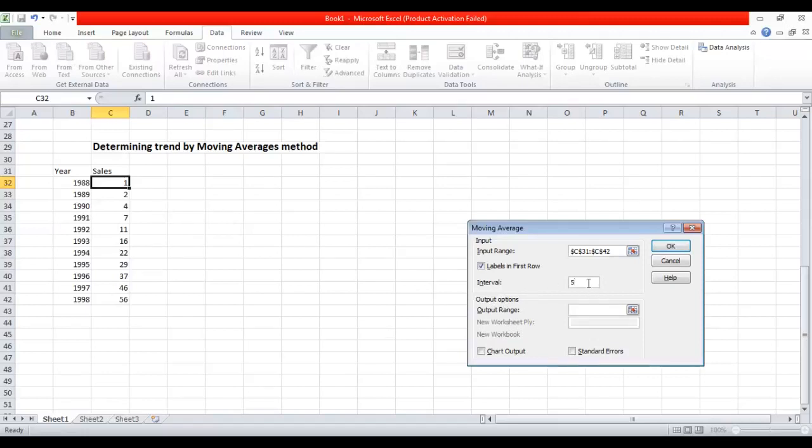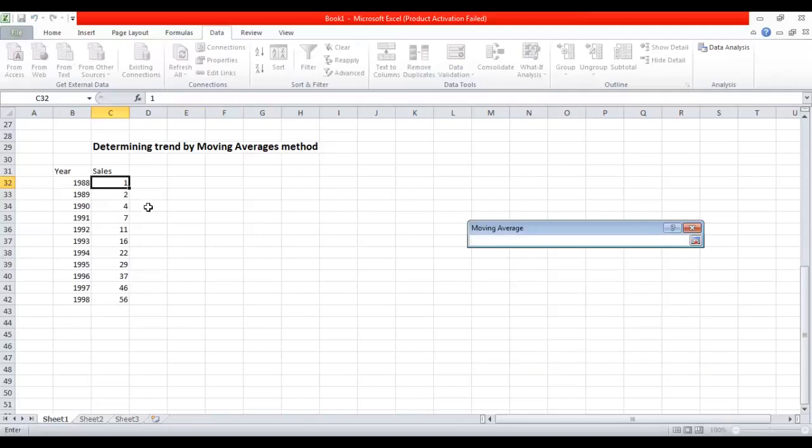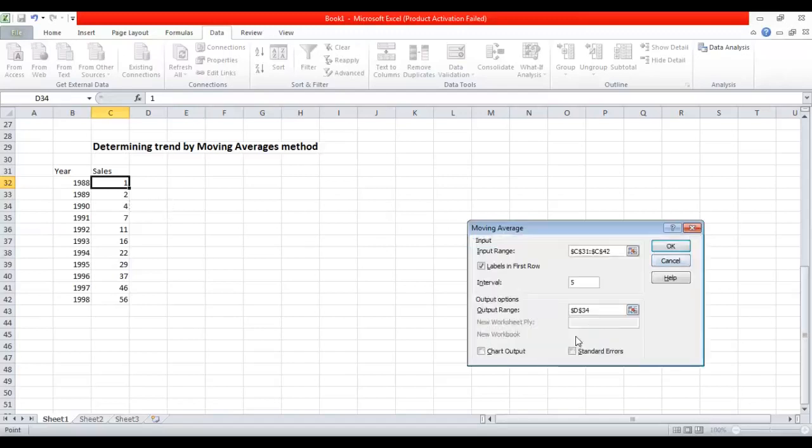After entering the interval, next is the output range. So from where do you need your output? We know that the first value starts from here, because for the first 5 values, the middle value is 1990. So the moving averages will start from here. So select this first value. And then, do you want the chart output? Yes, I want the chart also along with these trend values, the moving averages values. I want a chart also for the moving averages. So select the chart output and then click OK.